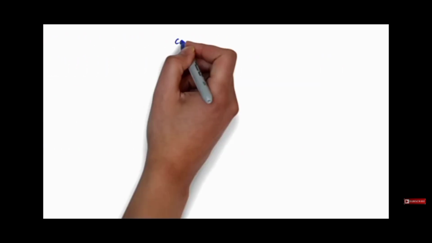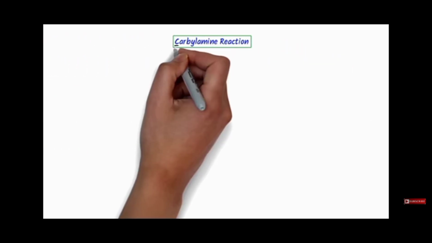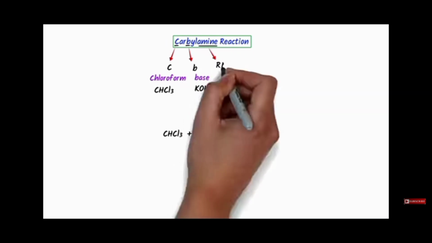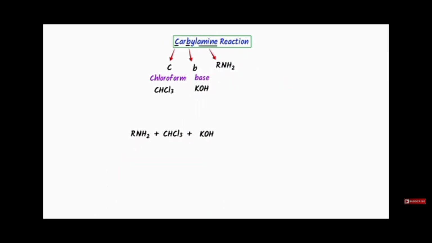Now let me teach you carbylamine reaction. Well, in carbylamine, I select C and B. This C stands for chloroform. Its formula is CHCl3. This B stands for base like potassium hydroxide. Secondly, I select amine. The formula of amine is RNH2. So these are the reactants of this reaction.